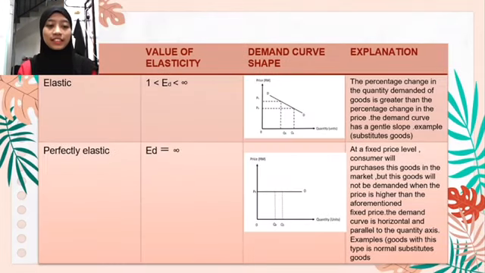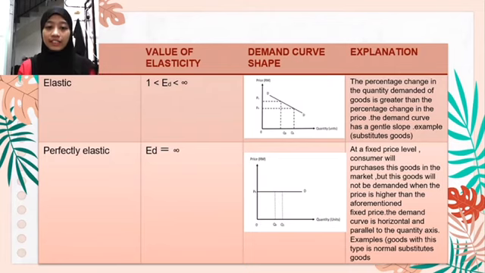Next is elastic. The value of elasticity is 1 less than ED less than infinity. This is the demand curve for elastic. The explanation is the percentage change in the quantity demanded of the good is greater than the percentage change in the price. The demand curve has a gentle slope. For example, substitute goods.